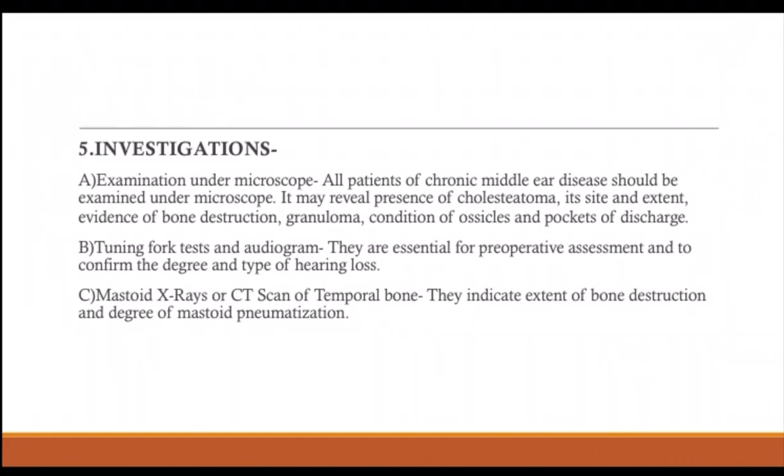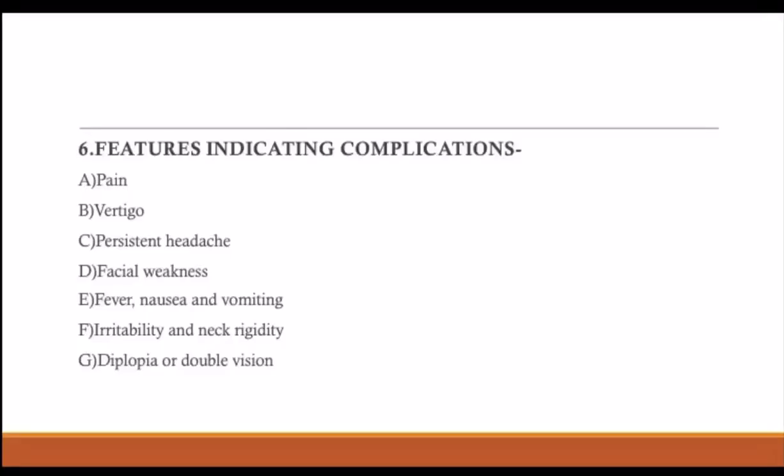Tuning fork tests and audiogram are essential for preoperative assessment and to confirm the degree and type of hearing loss. Mastoid X-rays or CT scan of temporal bone indicate extent of bone destruction and degree of mastoid pneumatization.